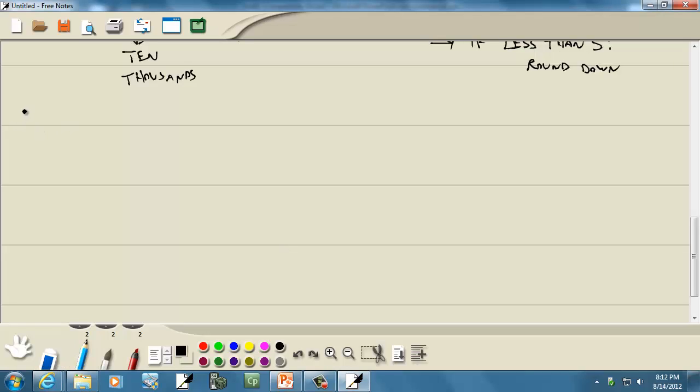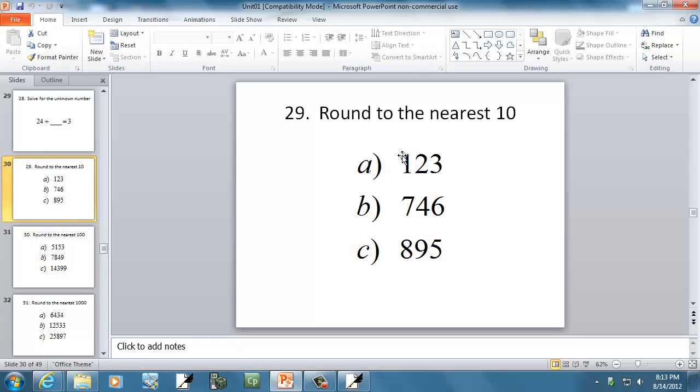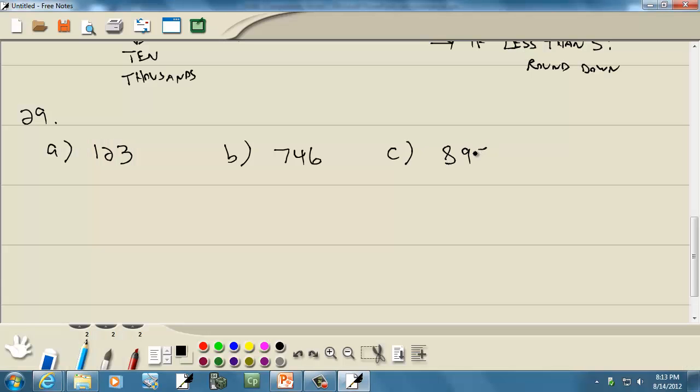Okay, so number 29. I got A, B, and C: 123, 746, and 895. And the instructions say round to the nearest 10. Well, we're looking at the tens place, which is right here, which means we look at the digit immediately to the right. Now, if it's less than 5, then we round down. What round down means is this basically stays the same, so the 2 just carries straight down, and then this becomes a 0. So it'd be 120.